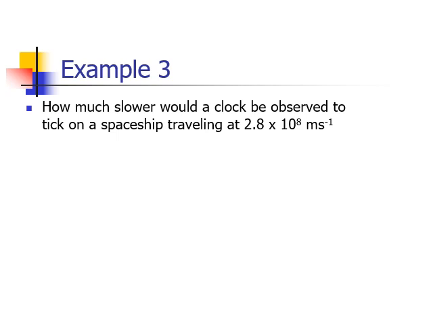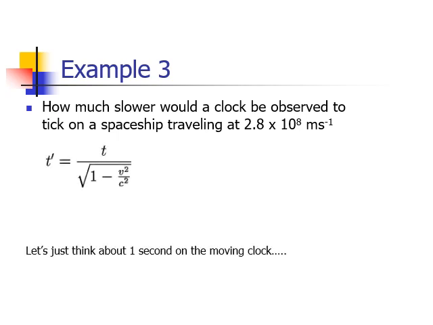Okay, here's a different example. How much slower would a clock need to be traveling on a spaceship at 2.8 times 10 to the 8 meters per second? So there's our time dilation formula, and we're going to substitute in our values. 2.8 times 10 to the 8 divided by 3 times 10 to the 8. We've cancelled the times 10 to the 8s there. You can do that or not do that, it doesn't matter, as long as you remember to square the terms and take them away from 1 and square root them.